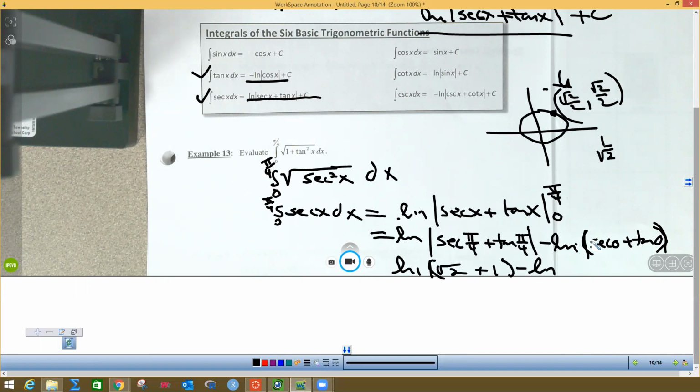Minus the natural log, the secant of 0. Now the ordered pair of zero is 1, 0, cosine is 1, the reciprocal of 1 is 1, so this is 1. And the tangent of 0 is 0 over 1, which is 0. So this is the natural log of 1, which goes to 0. The natural log of 1 is 0. So my whole answer is the natural log of 1 plus radical 2. That's our answer for that problem.